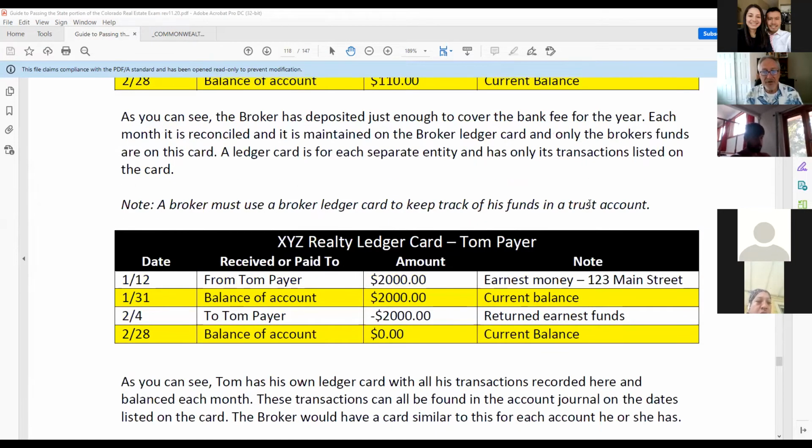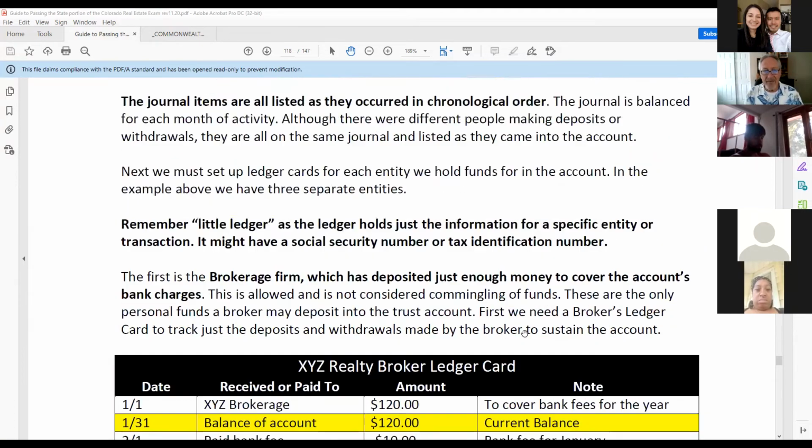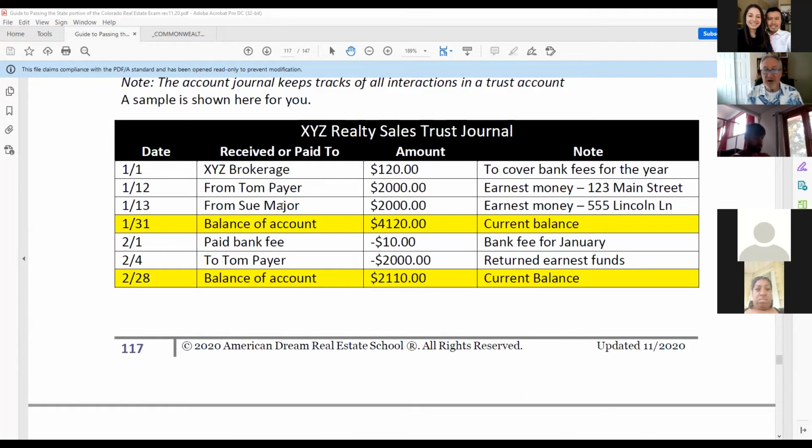Now we go down to Tom, who has a ledger in this journal to show what happened with Tom. So the money came in for $2,000 for 123 Main Street. At the end of the month, there was $2,000 in his ledger. And on the 4th, they got that returned. So then we zeroed it out at the end of the month. You see what's happening here? So for everyone, now Sue is going to have a ledger for hers as well, and show that the money's still in there.